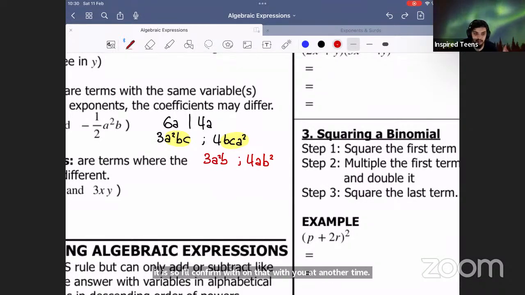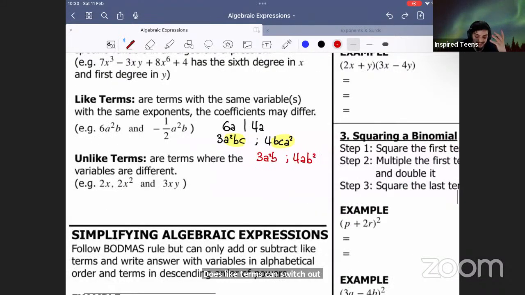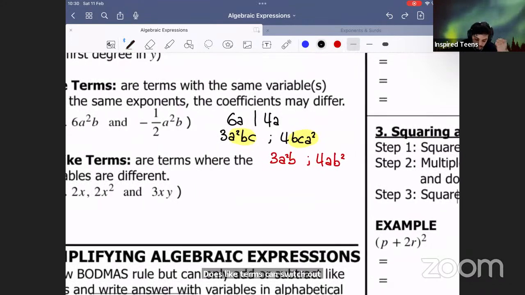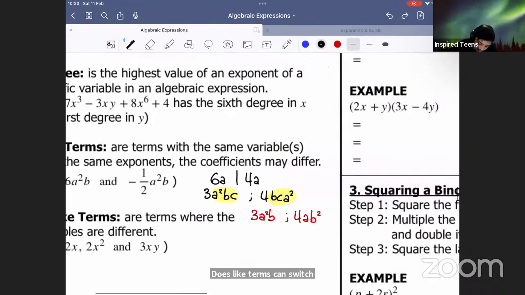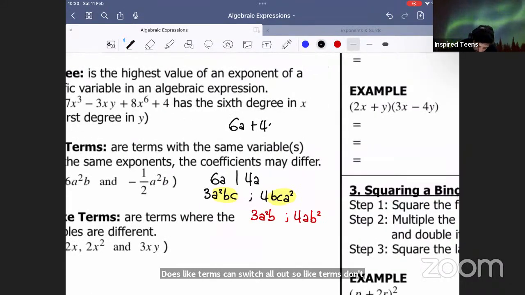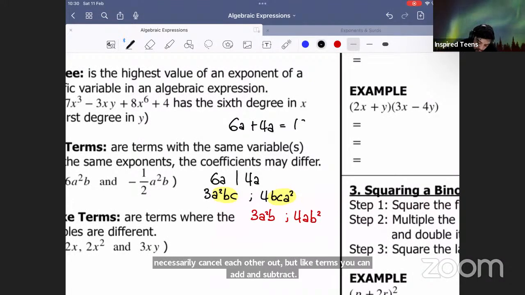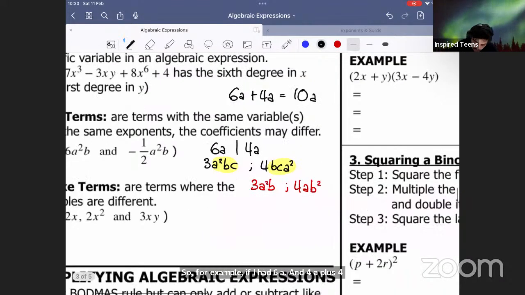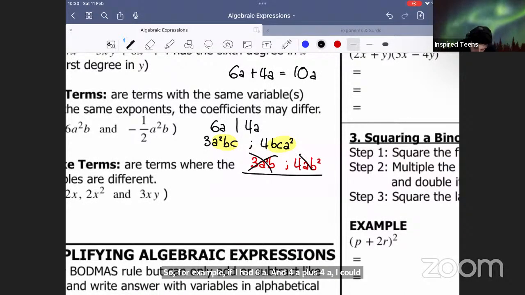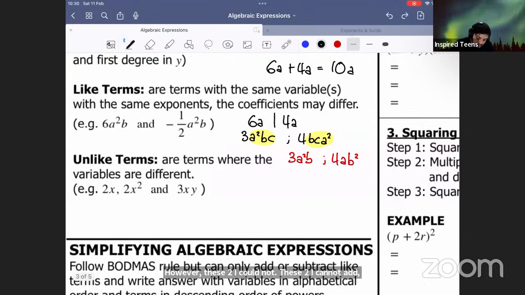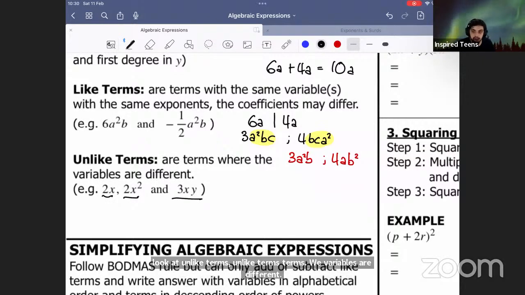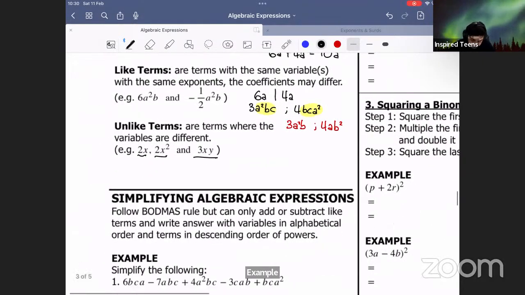Do like terms cancel each other out? Like terms don't necessarily cancel each other out, but like terms you can add and subtract. For example, if I had 6a and 4a, I could add these two to get 10a. I add the coefficients. However, these two I cannot add because they are not like terms. Let's look at unlike terms. Unlike terms are terms where the variables are different. Example: 2x, 2x squared, and 3xy. Different. This is not geometry, this is algebra.